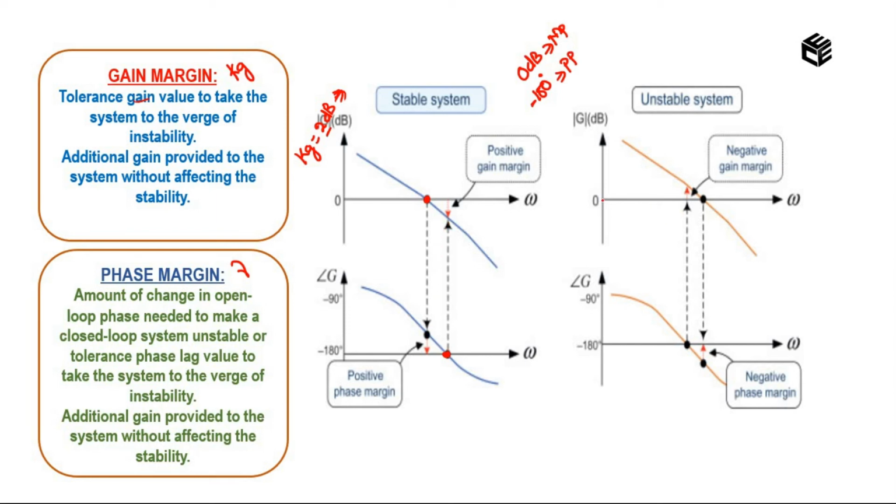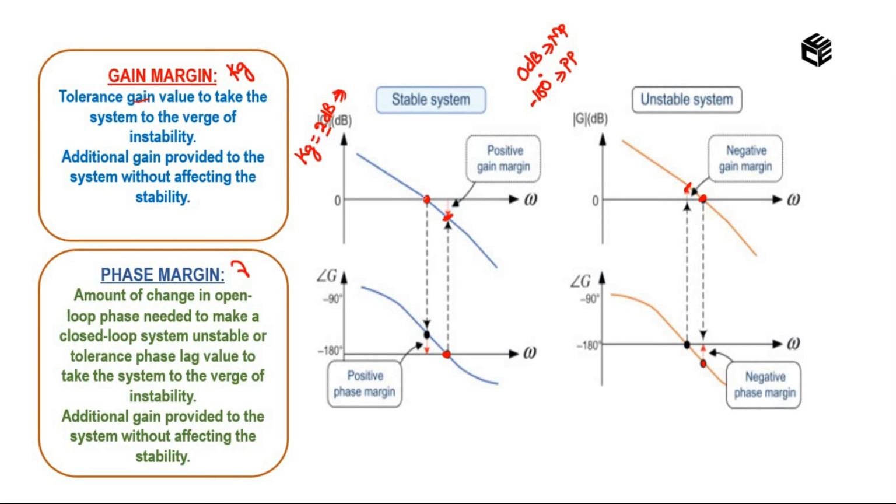In a similar pattern, I have found out the intersecting point of 0 dB line and magnitude plot, and I have extended it to the phase plot. And minus 180 degree and the phase plot intersecting point I have found out, and I have extended this to the magnitude plot. See here, gain margin value is below 0 dB. If the gain margin value is below 0 dB, then we can say the gain margin is positive. If it is above 0 dB, see this is my gain margin point, then we can say the gain margin is negative.